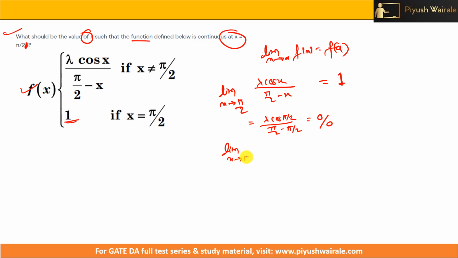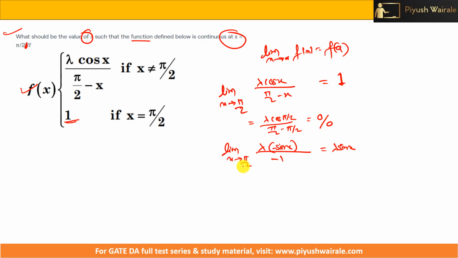Limit x tends to pi by 2. Lambda is a constant, right? So derivative of cos x is minus sin x, right? And derivative of pi by 2 minus x is basically minus 1. Minus minus will get cancelled. We have lambda sin x.